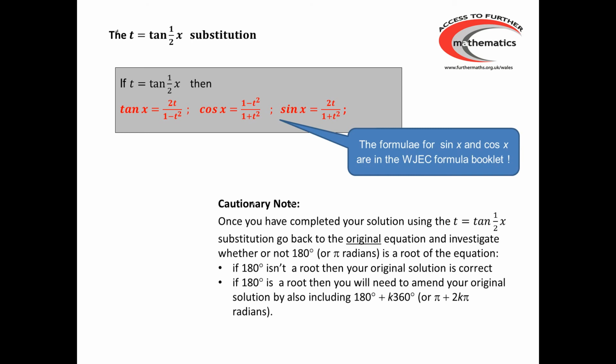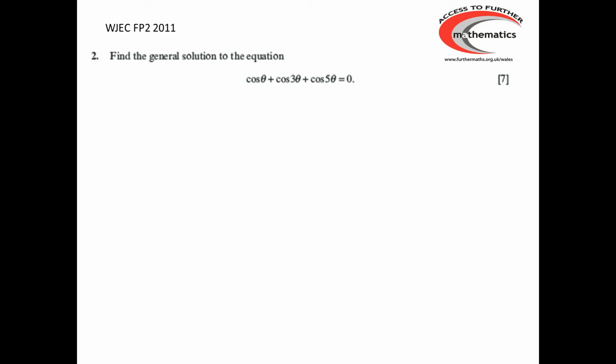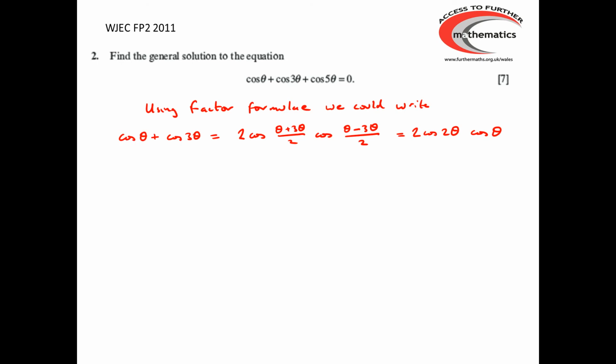So let's now have a look at a couple of examples. First one comes from the 2011 paper. We've got to find the general solution to the equation cos theta plus cos 3 theta plus cos 5 theta equals 0. Because we're adding a whole series of cosines together, it seems sensible to try and use the factor formulae. If we start off by using the factor formulae with cos theta plus cos 3 theta, we would obtain that cos theta plus cos 3 theta is the same thing as 2 cos 2 theta cos theta.